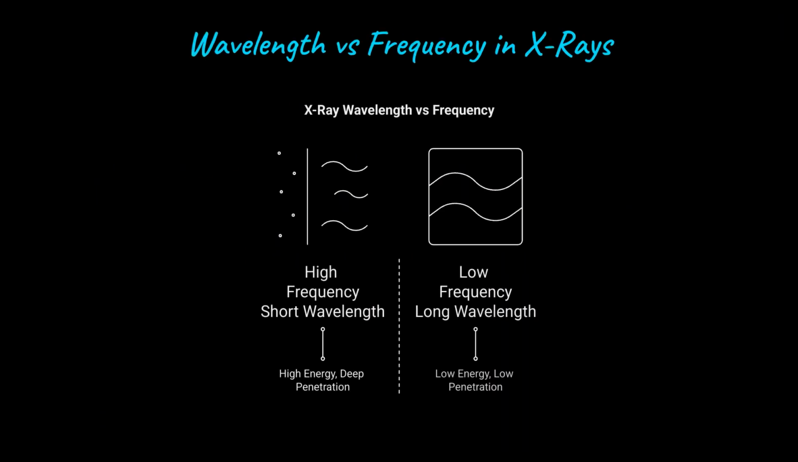Because the speed of light is fixed, the only way to shorten the distance between wave crests is for those crests to arrive more frequently. A shorter wavelength wave completes more cycles per second. That is, it has a higher frequency, and that higher frequency means more energy packed into each photon.